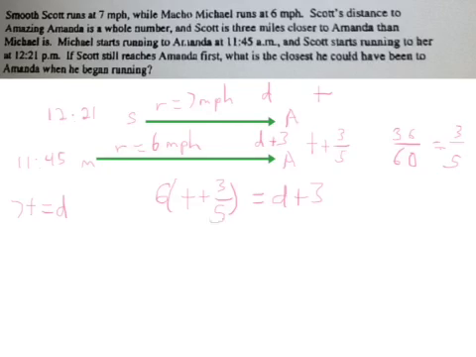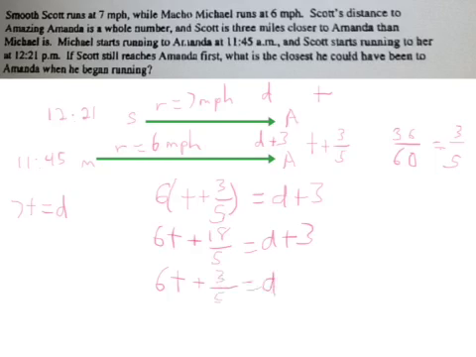So the first one with Scott is already solved for us for d. The one for Michael, we can distribute the 6. We get 6t plus 18 over 5 equals d plus 3. Now to solve for d, I subtract 3 from both sides. I get 6t plus 3 over 5 equals d.